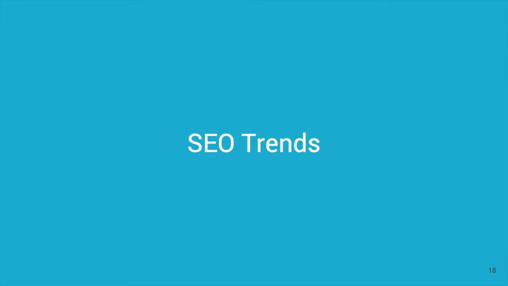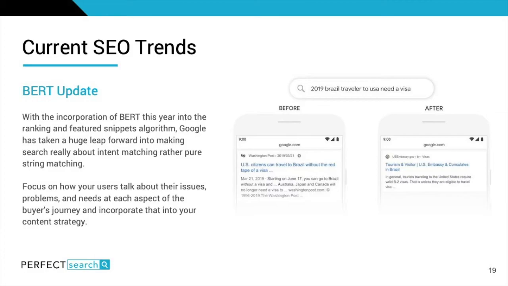So some more recent SEO trends to talk about. BERT, this is one of the latest updates that really focused in on the intent of keywords. Google wants to continue to become smarter and smarter and understand a user's search like a human would and not a search engine. So this is one of the largest algorithm shifts that has occurred in years. So focusing on how users talk about their issues, problems, and needs at each aspect of the buyer's journey and incorporate that into your content strategy.